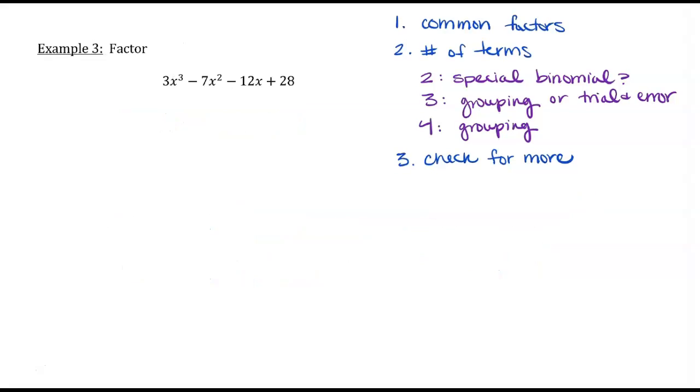Now we'll take a look at example 3. First, let's check for any common factors. The greatest common factor is simply 1. So we move on to looking at the number of terms. With 4 terms, we consider factoring by grouping.